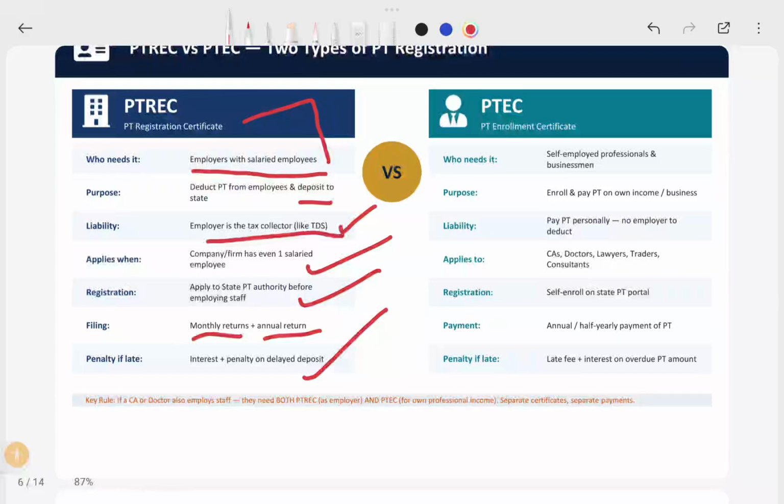But this is important. If you are not a salaried employee, you need to take a personal enrollment certificate. Even self-employed professionals or businessmen, whoever it is, you need to take this registration. Even companies and corporates need to take the enrollment certificate separately.